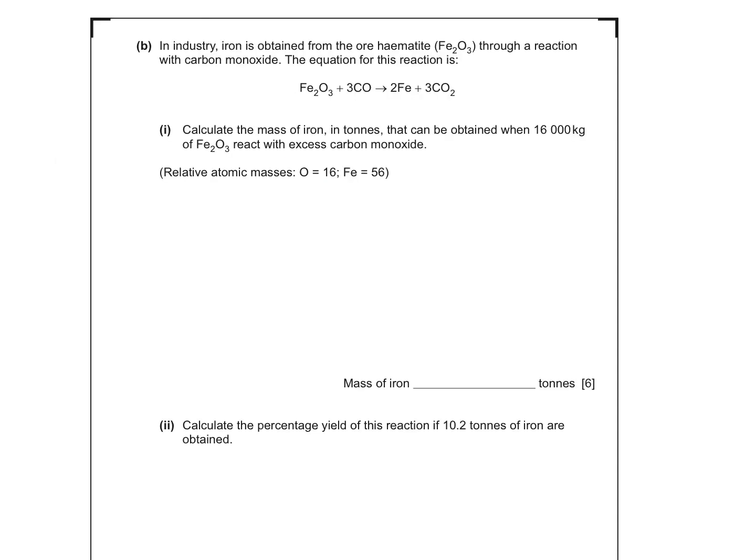Here we've got a reactant mass calculation. Now we're trying to calculate the mass of iron, that's this part, obtained when we use 16,000 kilograms of the iron oxide. I'm just going to write that out again here. So you can see right away it's a 1:2 ratio. Now, the 16,000 kilograms, whenever we work out moles, it's always the mass in grams. So I'm going to write down 16,000 kilograms.